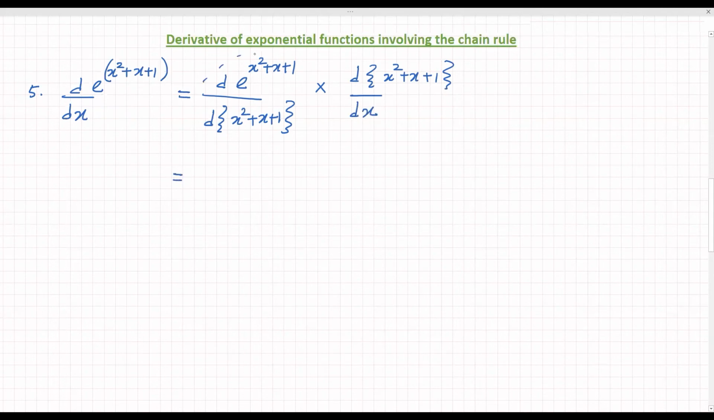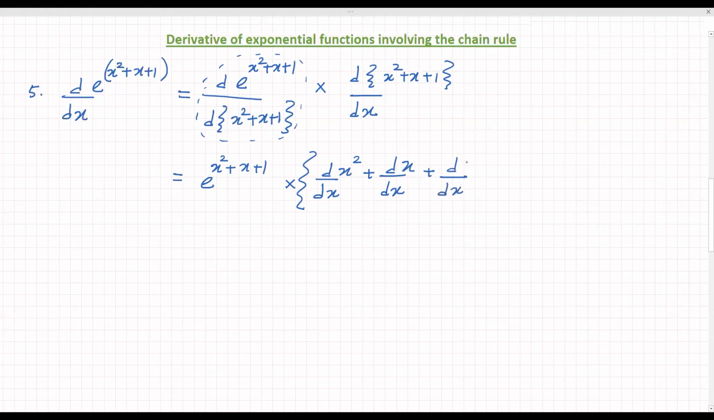So if you look at this term, that would be e to the power x squared plus x plus 1. Then when it comes to this, you can see a summation here, so we will use the summation rule first. That would be d/dx of x squared plus d/dx of x plus d/dx of 1. We all know this is going to be 0, this is going to be 1, and this is going to be 2x.